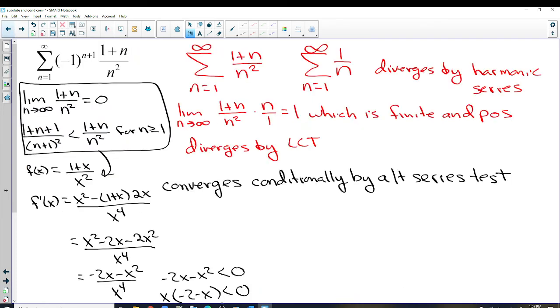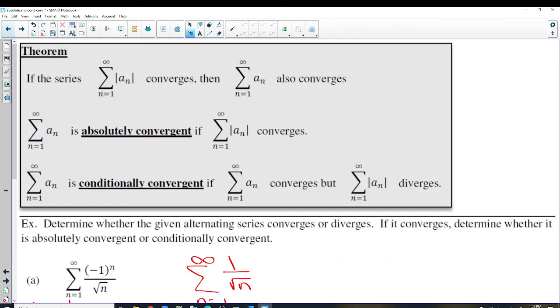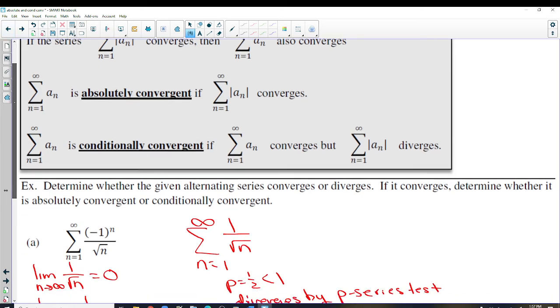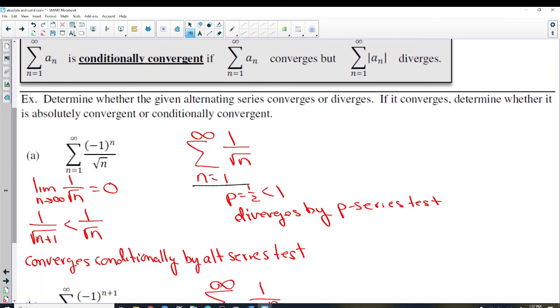That's it as far as the new stuff. It's just barely new in that you create this brand new problem, evaluate it, see if it diverges or converges. If it diverges, then you got to go back to the original and eventually say it either diverges or converges conditionally. So you make this brand new problem.